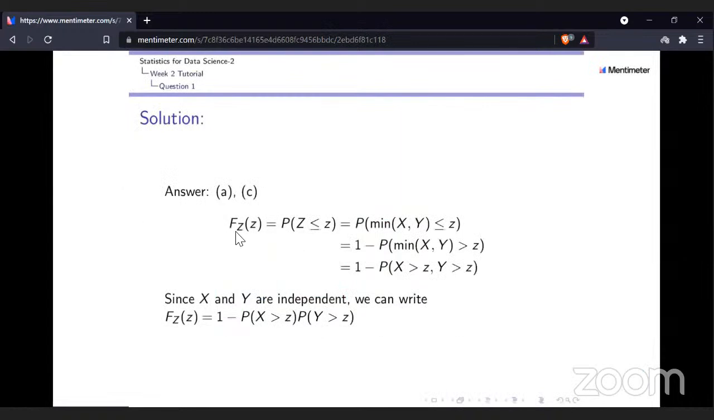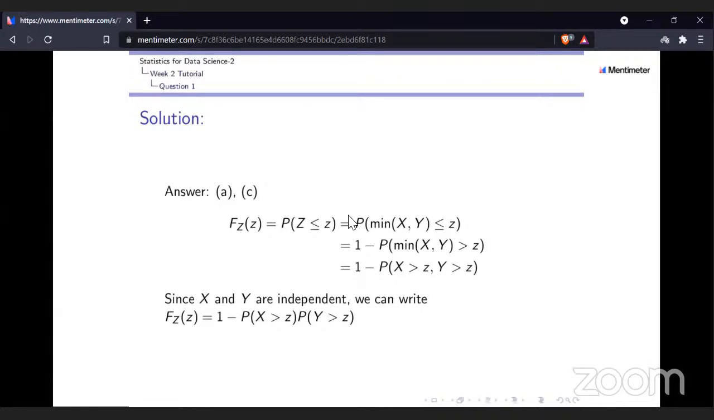So we had to find the CDF of the minimum of X, Y. What is Fz of z? It is the probability that Z is less than or equal to z, and Z is given as the minimum of X, Y. Why are we doing the minus here? Because if there are two random variables and the minimum is less than z, it is not necessary that both of the numbers will be less than z.